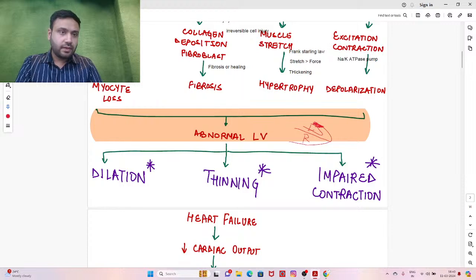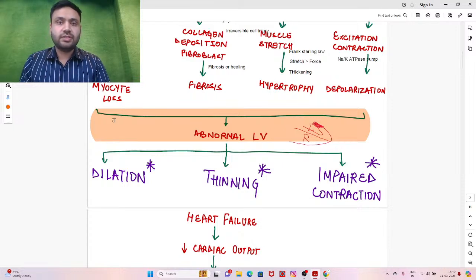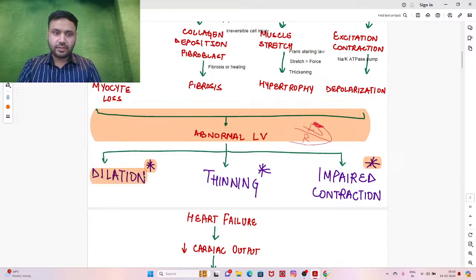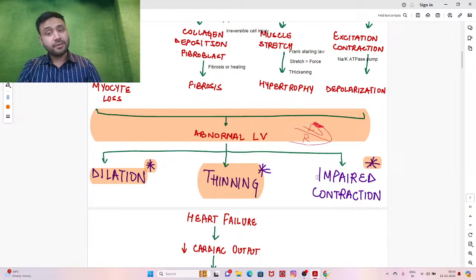So the next thing to concentrate at is what are the three important outcomes of acute myocardial infarction on left ventricle. These are LV dilation, second is LV thinning, and third is impaired contraction.